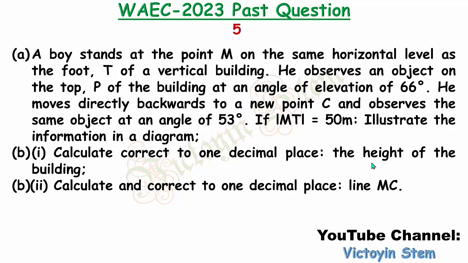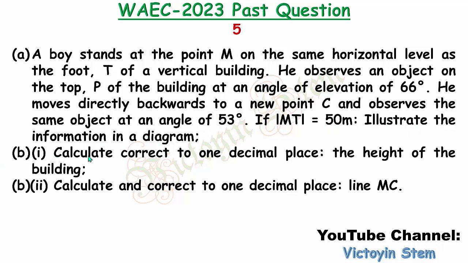5A. A boy stands at the point M on the same horizontal level as the foot T of a vertical building. He observes an object on the top P of the building at an angle of elevation of 66 degrees. He moves directly backwards to a new point C and observes the same object at an angle of 53 degrees. If line MT equals 50 meters, illustrate the information in a diagram.